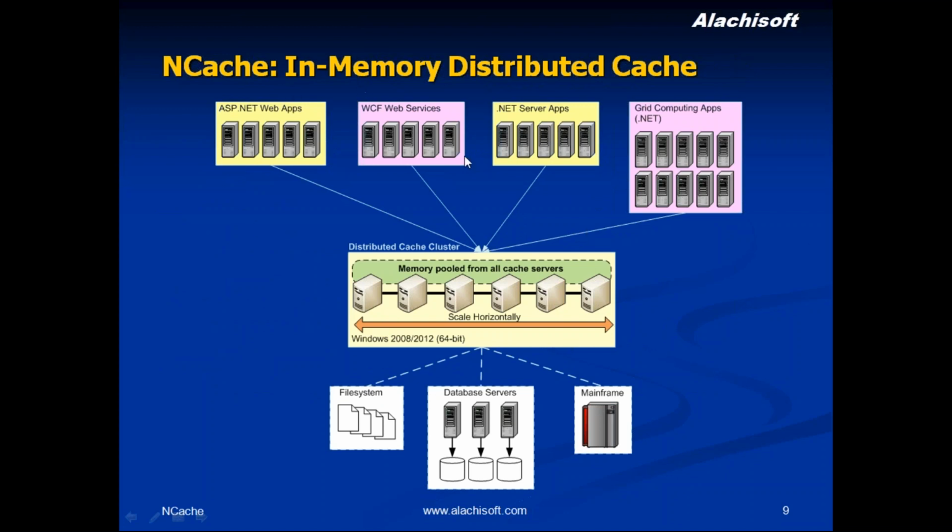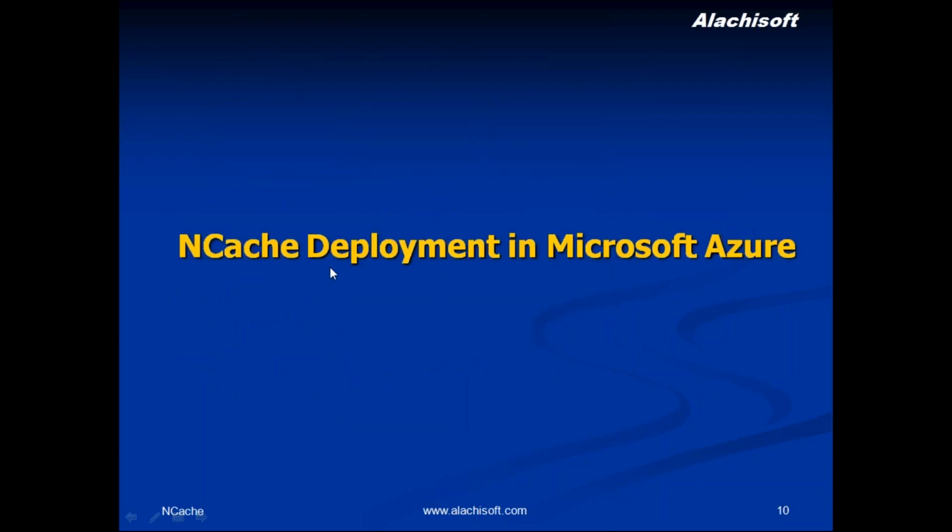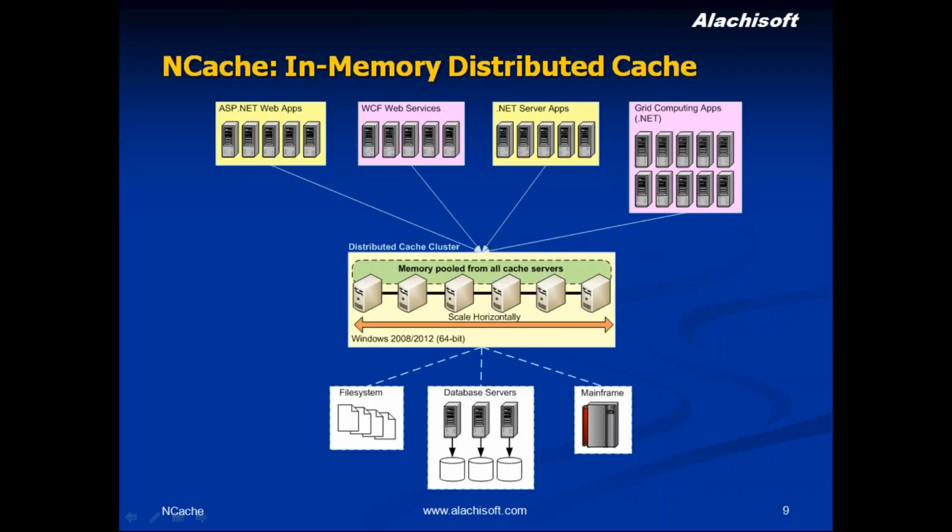Here is the typical deployment of a distributed cache. This is a general deployment. It's not specific to Microsoft Azure. I'll move to deployment of NCache in Microsoft Azure right after this. So typically, it could be on-premise or it could be cloud. There are not a lot of things which change as far as deployment of NCache goes.